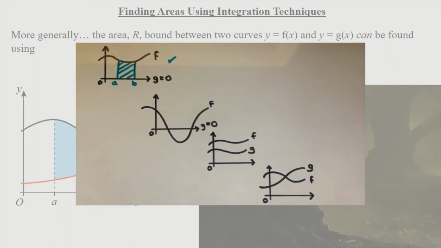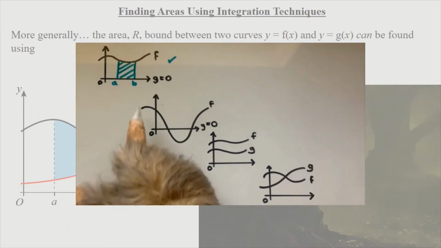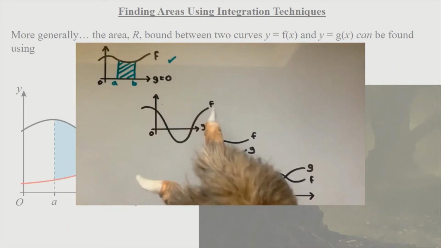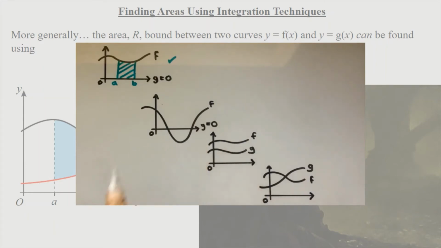They are completely separate, and f is always greater than g. If we extend this to a slightly different scenario, where f intersects g, g is still the line y equals 0.